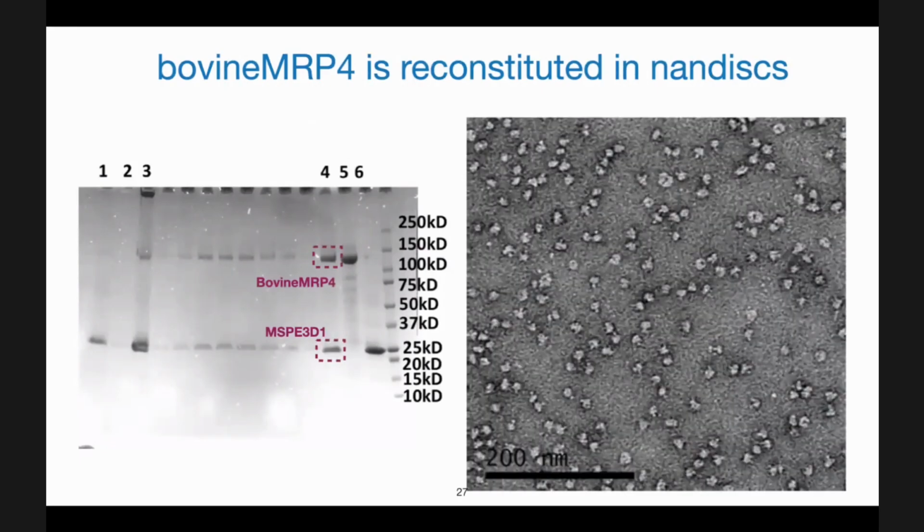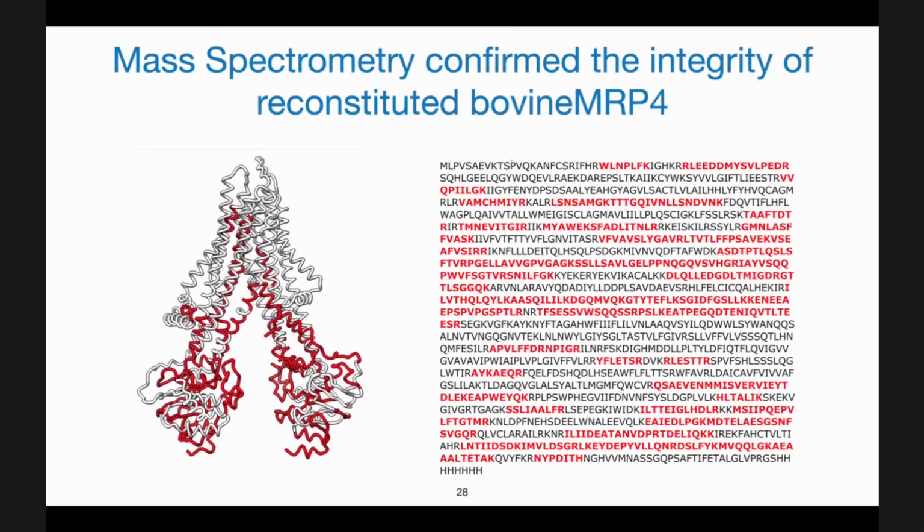You can also see that we had particles, and we characterized those particles by negative stain electron microscopy. You can see that the two NBDs were bulging out from the major nanodisc shield plate. Afterwards, we also confirmed the integrity of the reconstituted bovine MRP4 by using mass spectrometry. Here you can see that all the red colored peptides were shown in the data.